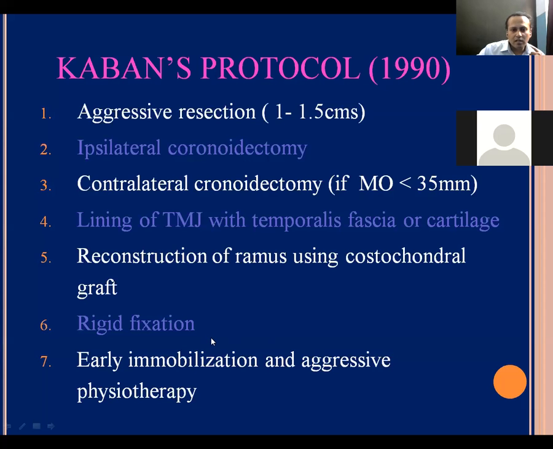This will be rigidly fixed with the ramus of the mandible, that is why rigid fixation with plates and screws. Then early immobilization and aggressive physiotherapy. Physiotherapy is exercise of the joints to prevent re-ankylosis. So we are placing interpositional material, that is temporalis fascia, cartilage or some other material, so that re-ankylosis is prevented, and early immobilization and aggressive physiotherapy, so that re-ankylosis is prevented.